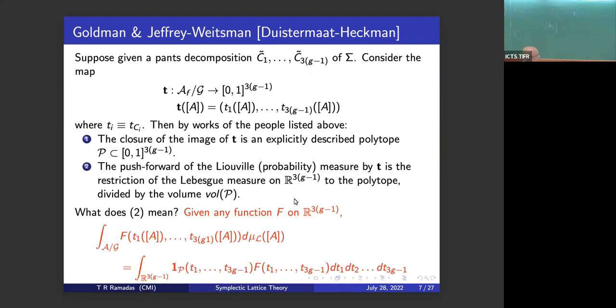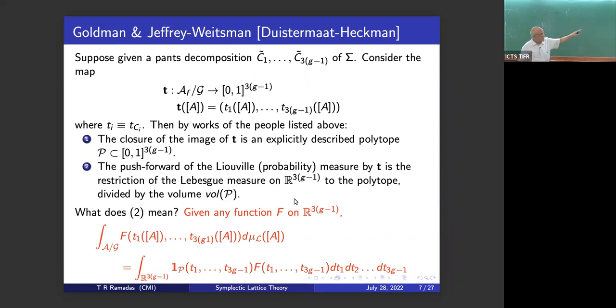What does that mean? That means that if I take any real valued function f into R, and pull it back by this map to the space A_F mod G, and integrate against the Liouville volume element on the character variety, that's the same thing as taking this function, restricting it to the polytope and integrating it there.